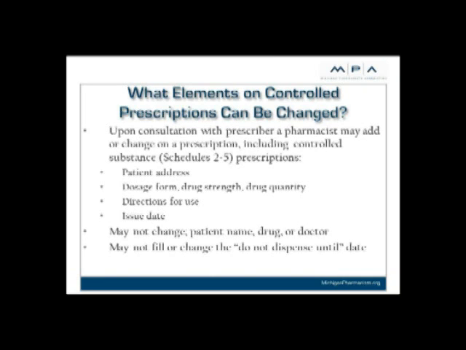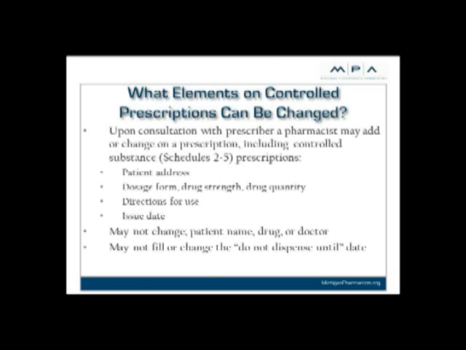A pharmacist is never allowed to change on a Schedule II prescription or 3, 4, or 5 the patient name, the drug itself, or the doctor. And you're also not allowed to change the do not dispense until date. So while you can alter the issue date upon clarification, if the doctor writes multiple prescriptions for the Schedule IIs, and say they write today, August 27th, and then they've got another one that says do not fill until September 27th, and another one do not fill until October 27th, you cannot change those do not fill until dates.